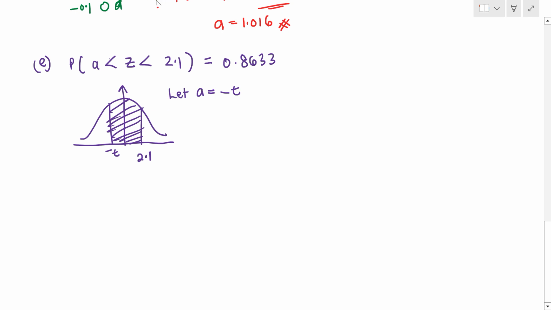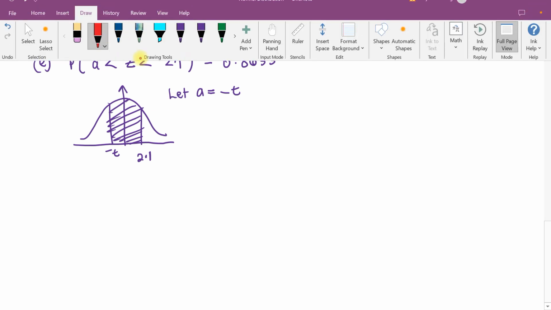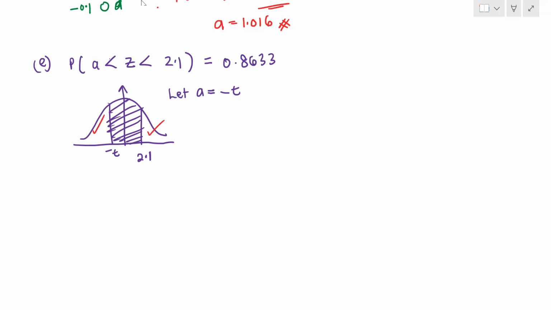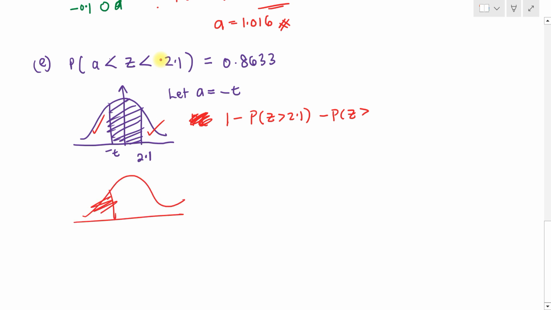Okay, you all know how to deal with this, right? We only can read this and this, correct? Not probability, sorry, we are reading the opposite, right? So 1 minus probability Z greater than 2.1, and then minus probability Z greater than negative t. We are actually reading this part, negative t, so what will it become? Reflected here. Can you see? Z greater than t.